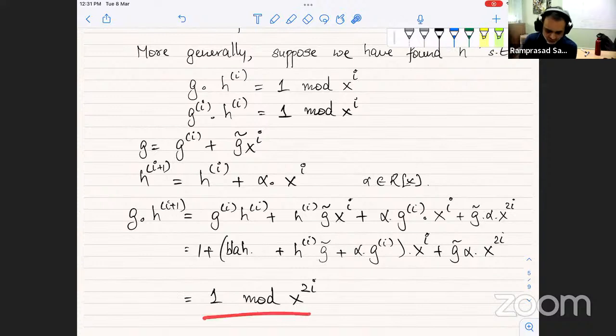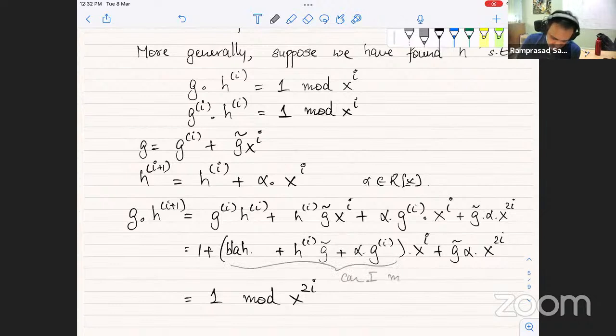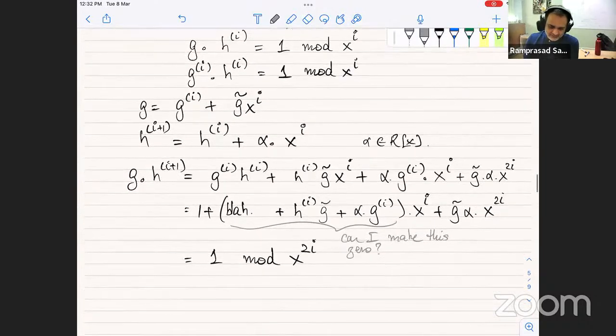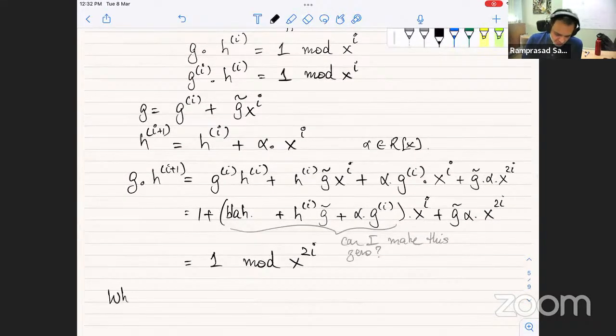I mean, if this is what you're going for, if you want this to be a much better approximation than what you started off with, you're trying to figure out, can I choose my alpha in such a way that this thing becomes 0? Okay. So if you are forced to make it 0, what would you want to choose alpha as? So what should alpha be?